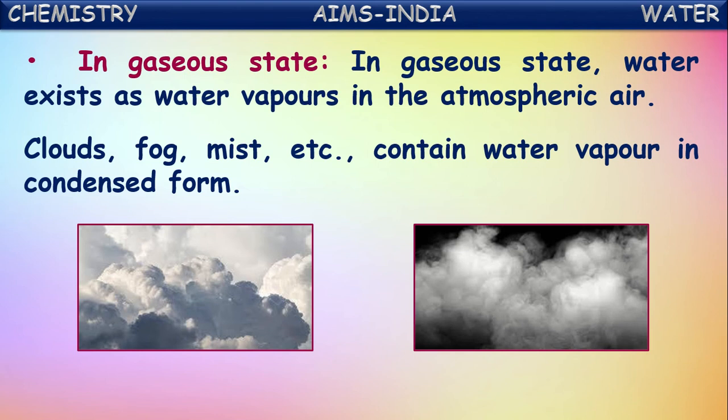So, in this way, free water is available in three physical states: the solid state in the polar regions and ice caps, where water is mostly in the frozen state. In the liquid form, water is largely available on the surface of the earth, like oceans, rivers, and ponds, and under the layers of the earth in the form of groundwater. And in the gaseous state, it exists as moisture, clouds, fog, mist, etc. That's about the three states of water.